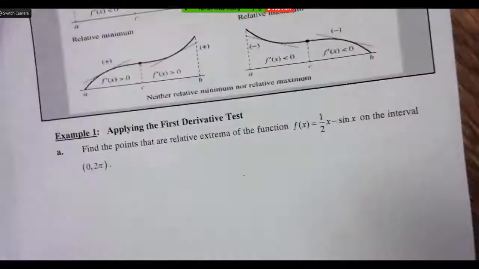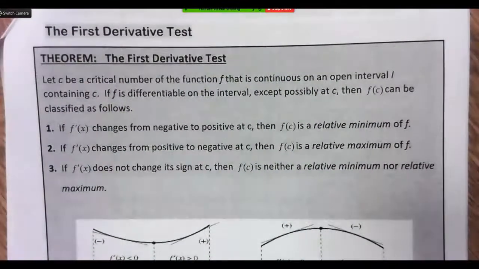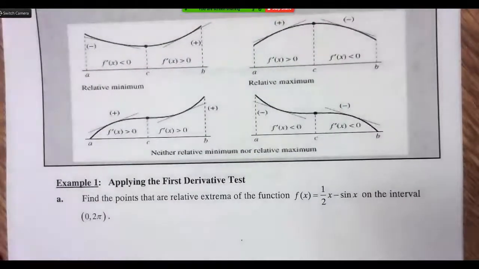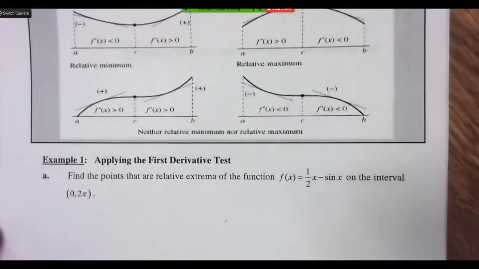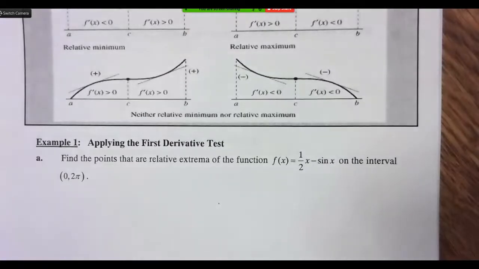So I want to go down and look at example number 1 for you. We've talked a lot about the first derivative test. I want to do an application in terms of an AP worded problem. This came off a past AP exam. It said find the points that are the relative extrema of the function on the interval 0 to 2 pi. It's important to note that the given interval is not closed. It is open.